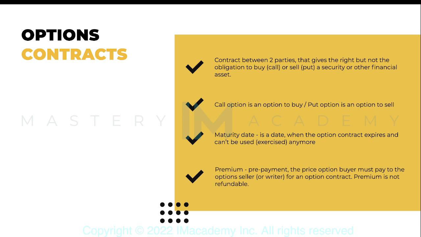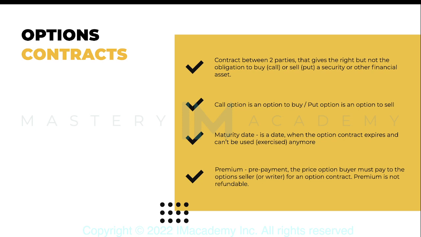Option contracts are also contracts between two parties that give the right, but not the obligation, to buy or to sell a security or other financial asset. Okay, so it gives the right, but it does not obligate you to use the contract which was signed. The aspect which differs option contracts from the previously discussed forward type is an extra feature which allows the owner of the contract to get rid of the contract without having the obligation to use it.